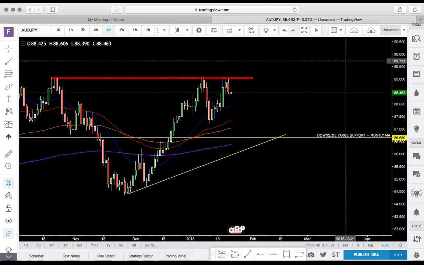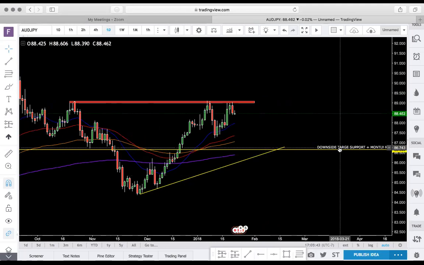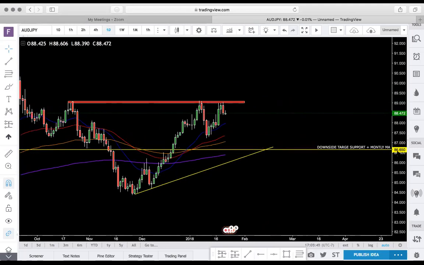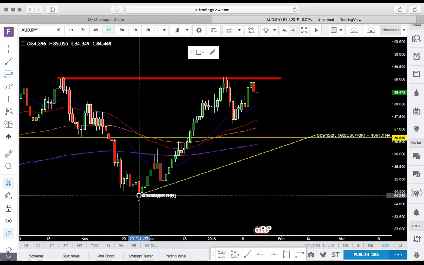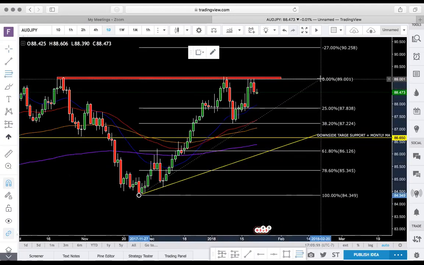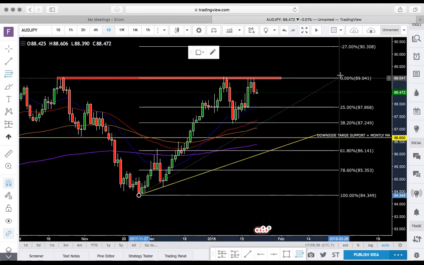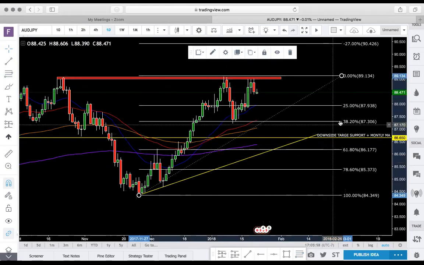Let me move this out of the way. So here's my downside target at 86.6. This level also ties in with a Fibonacci level, I believe. If you go from low to high, all right, so it's right in between the 38.2 and the 61.8.